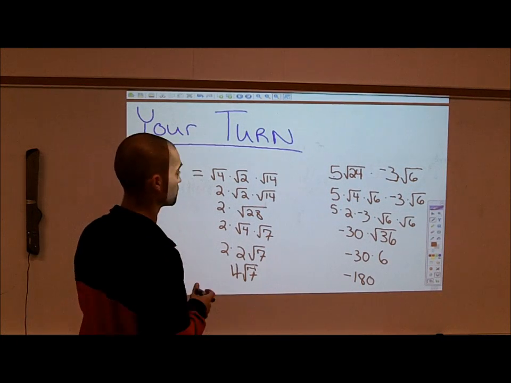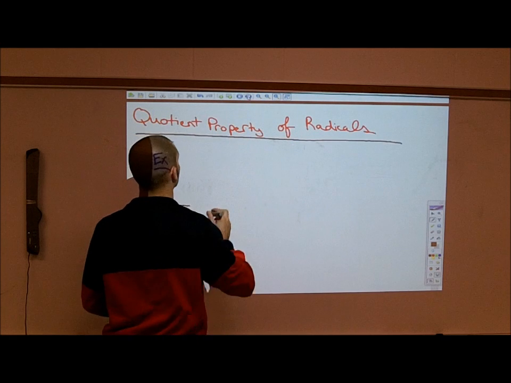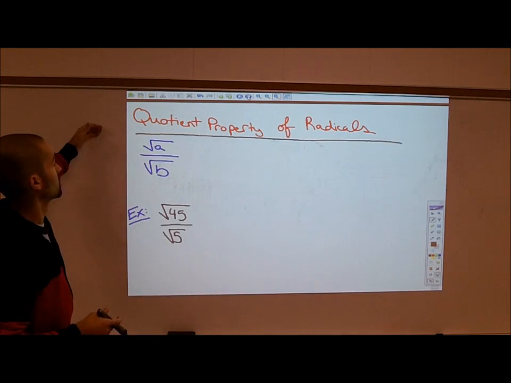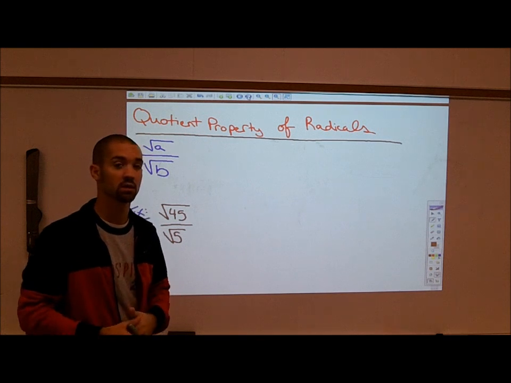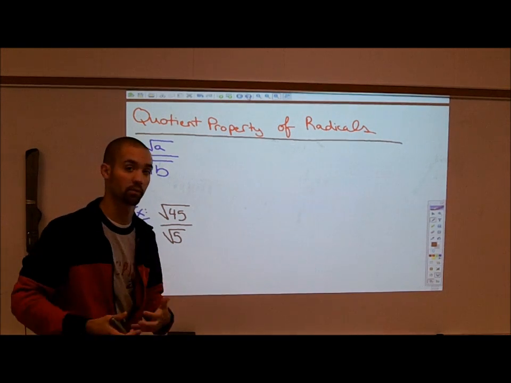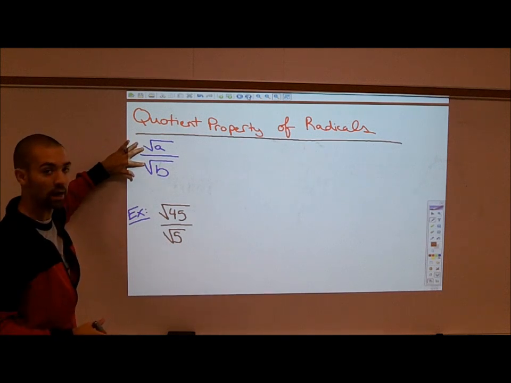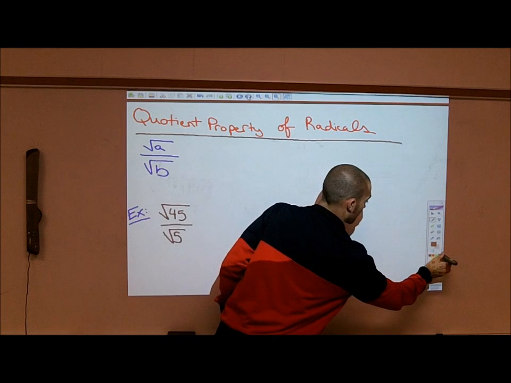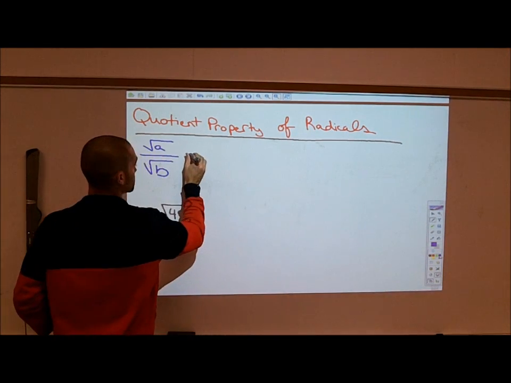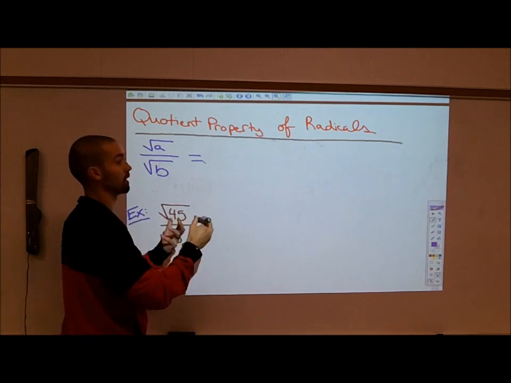So, we just finished multiplication. Now we're going to move on to division. Okay? To the quotient property of radicals. It's very similar to the product property of radicals. When you have the division problem of two radicals, you can change it into a division problem of one radical, or a radical of a division problem.